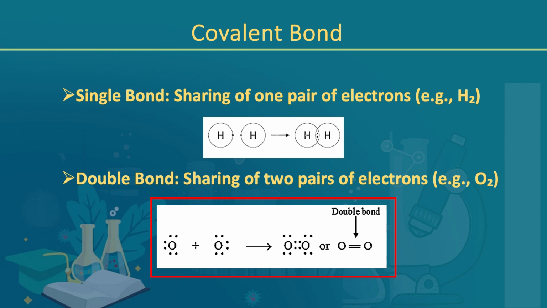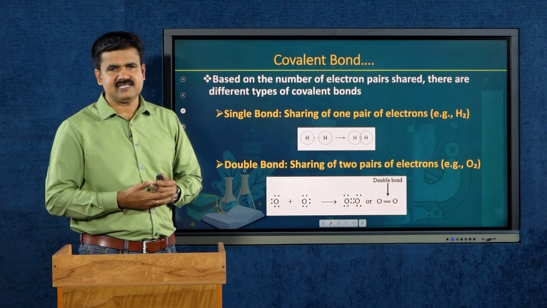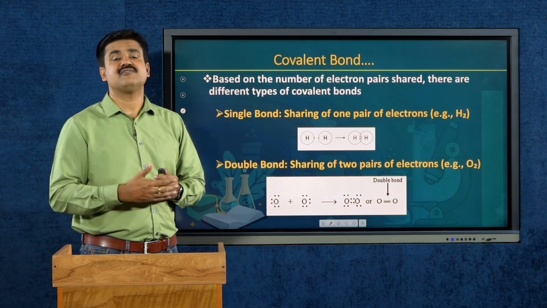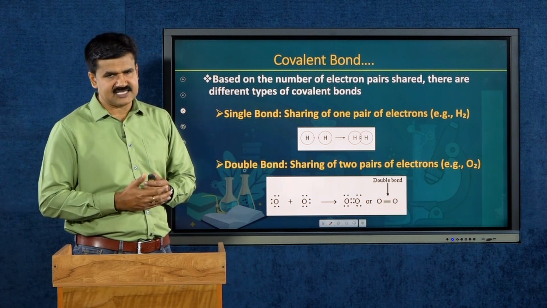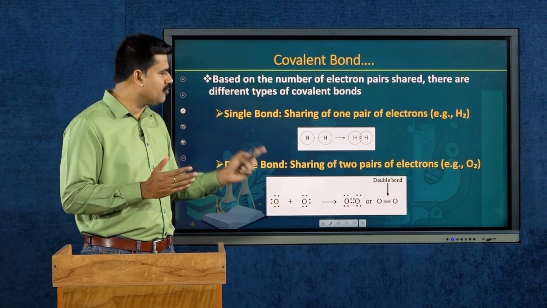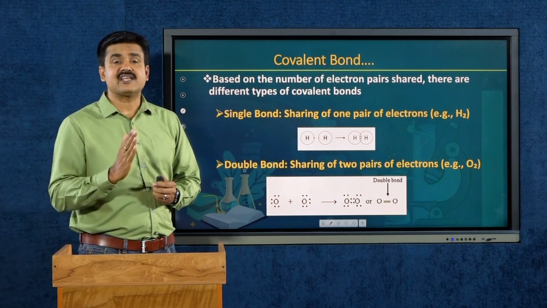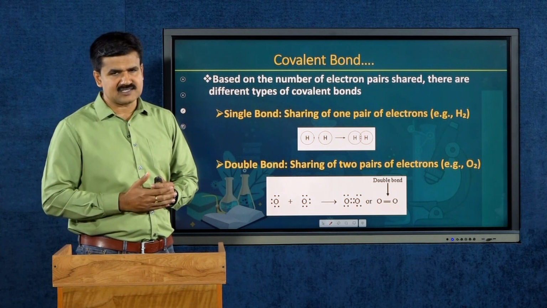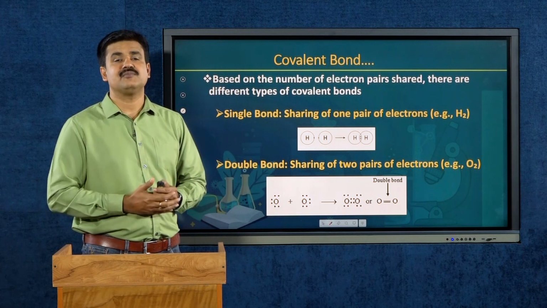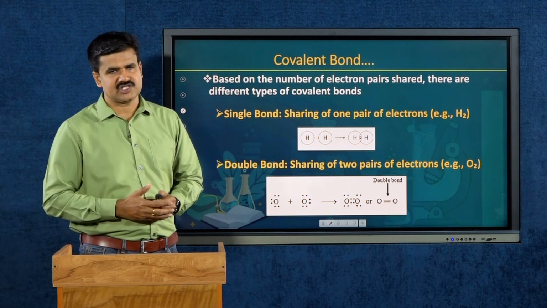As a result of the formation of a double bond between these 2 oxygen atoms, there occurs stability because both oxygen atoms attain an octet configuration. So, in the formation of the O2 molecule, there occurs the sharing of two pairs of electrons, and hence the resultant bond is called a double bond.